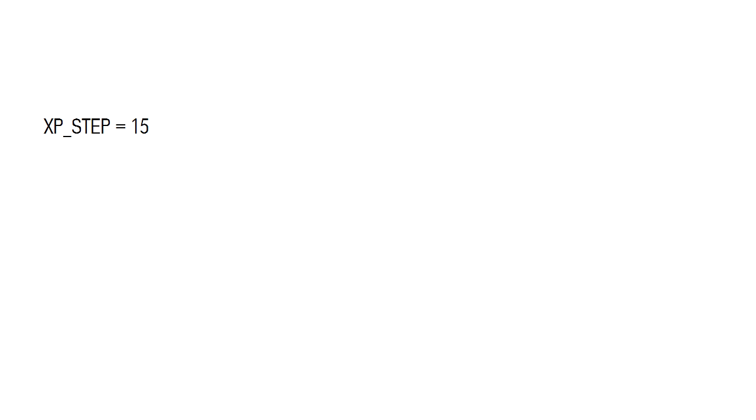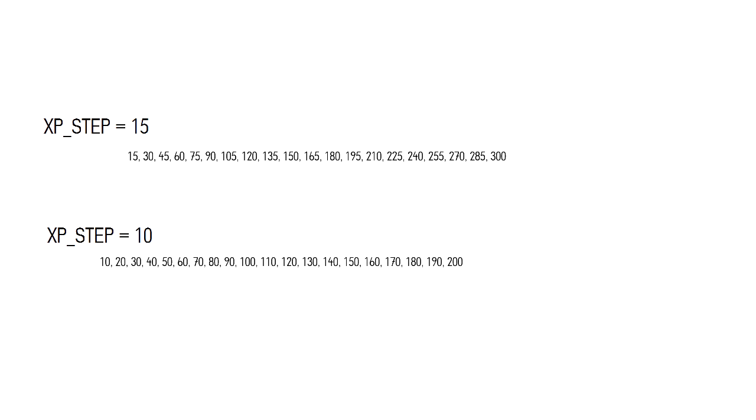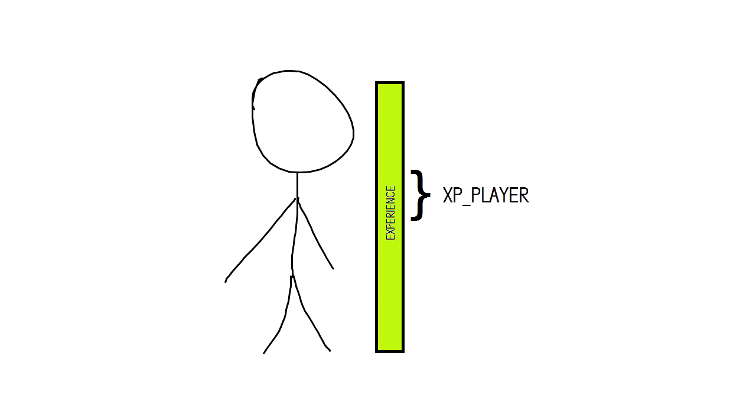First, we want to be able to specify a value that will decide the XP steps of our game. If we set it to 15, then the XP required to level up will always be a multiple of 15. If we set it to 10, then the XP required to level up will always be a multiple of 10. Then we need the variable that will store the experience of the player, which will be used to calculate the player's level. We could use those two variables to figure out the player's overall level by using a logarithm function.